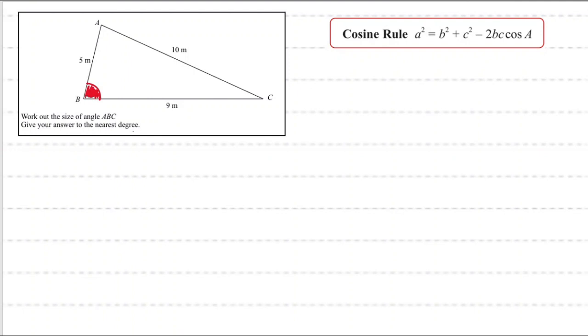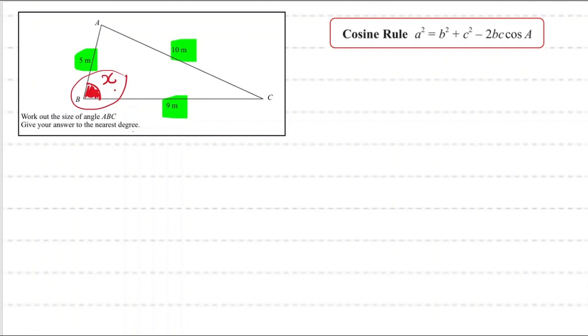And since the angle ABC is unknown, we write the letter x for it. We notice that here we have 1, 2, 3 sides and one angle. Therefore, we meet the conditions for using the cosine rule. And we know that to use the cosine rule formula, we need to identify which side represents which letter in the formula.